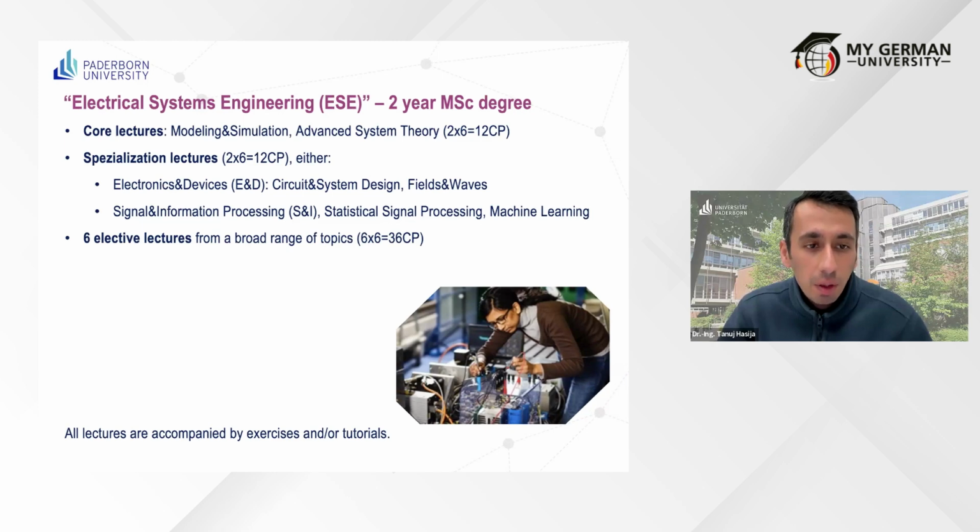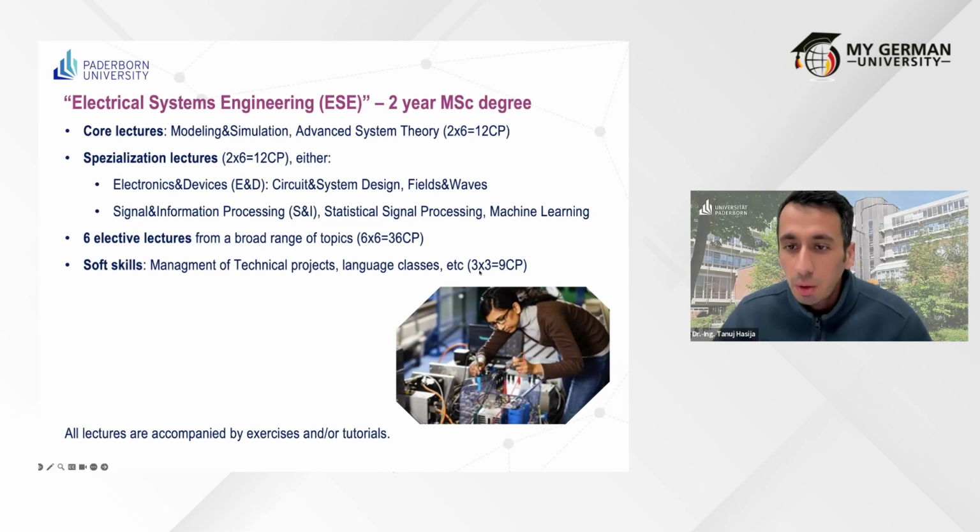And within this specialization, we also offer a lot of elective lectures with a broad range of topics. And along with that, you have soft skills, which are also part of the curriculum. So you can take 3 courses of 3 credit points, where one of the courses is management of technical projects, which gives you experience of how to manage technical projects and technical studies. But you can also choose different language courses, and out of that, you can also choose a German language course, which I would highly recommend if you want to stay in Germany after your master's.